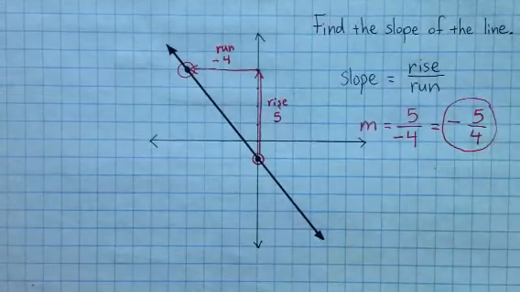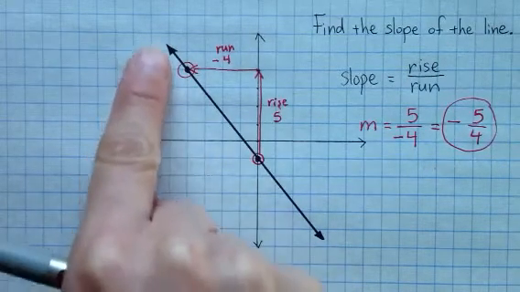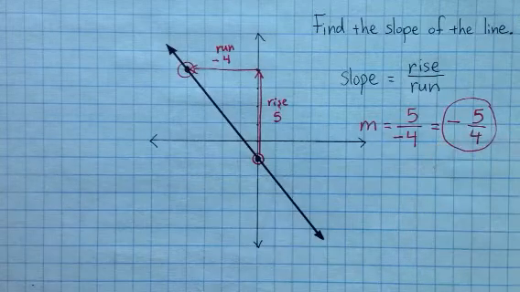Now, before I move on to the next problem, I'm going to ask myself, do I like the sign on this slope? This is a descending line. I have a negative slope. I feel good about it.